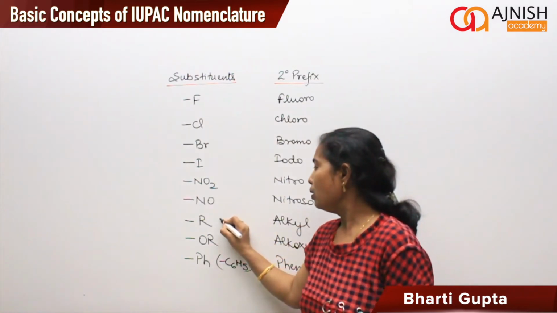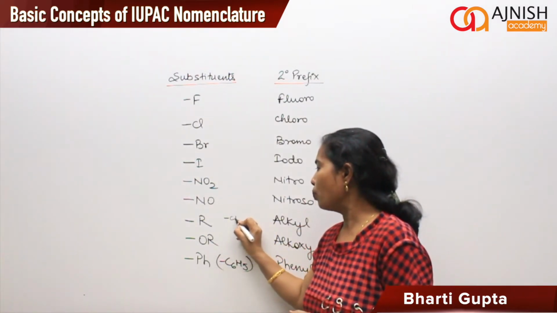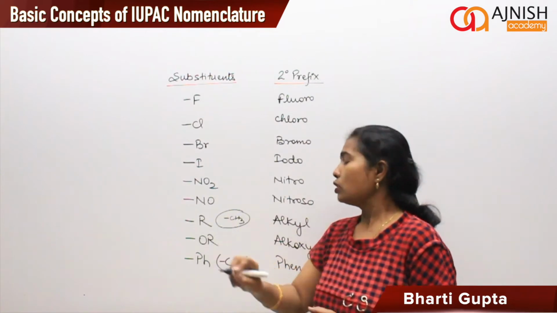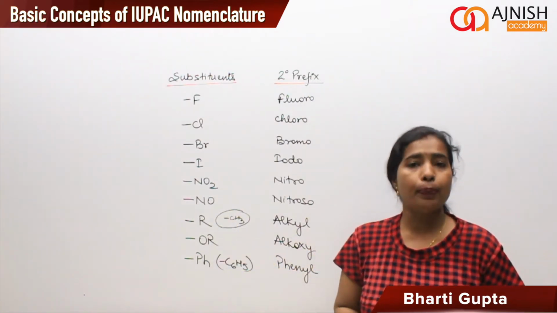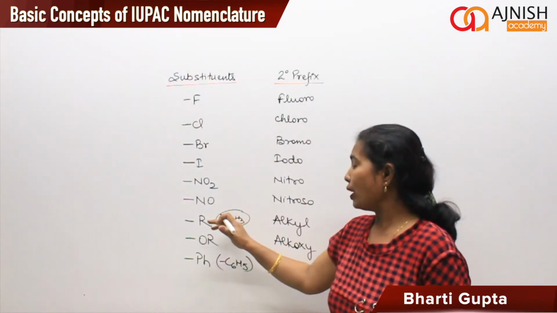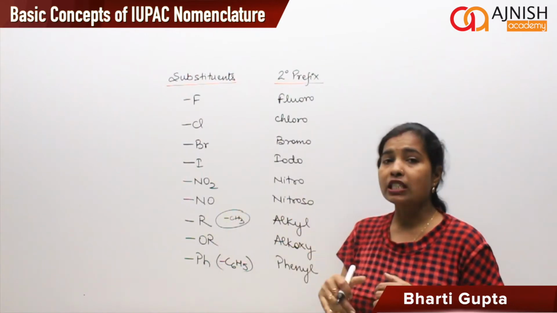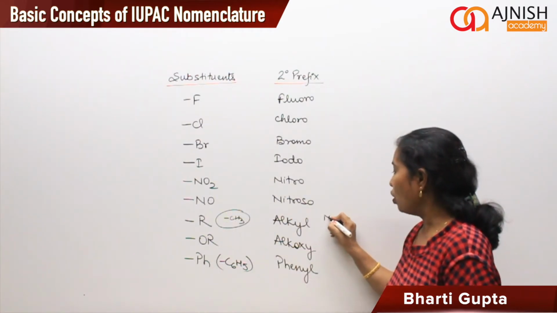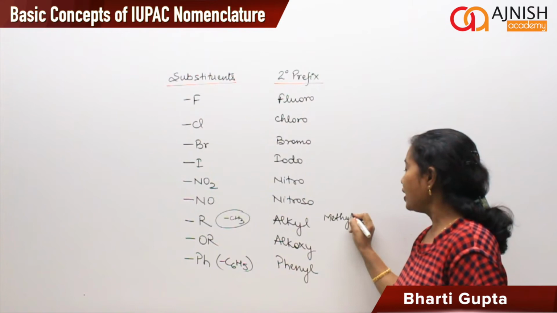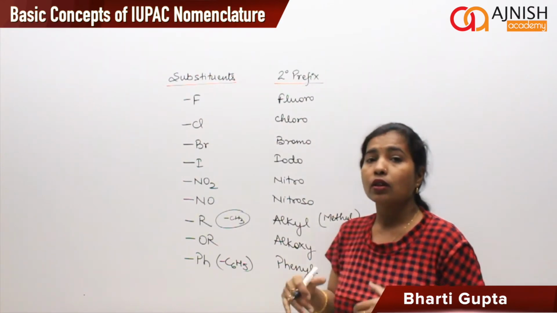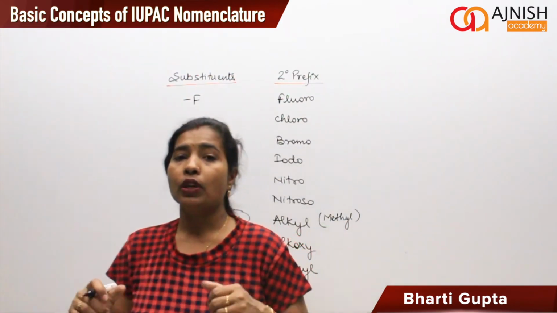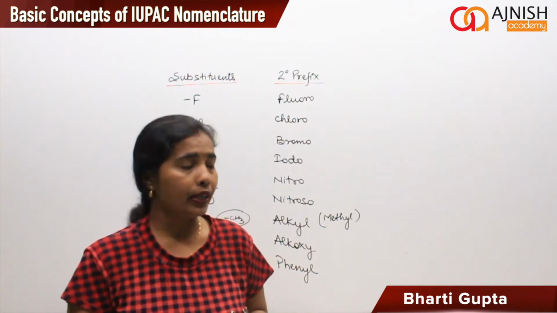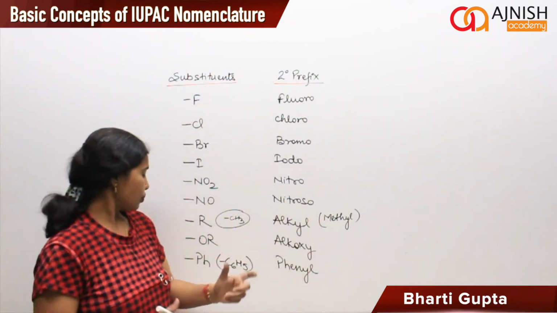For example, if we have a CH3 group, it is not included in the parent chain. So, this is a one carbon chain, so it is called methyl. I will tell you the details of how to write the IUPAC naming of the side chain or substituent carbon chain.